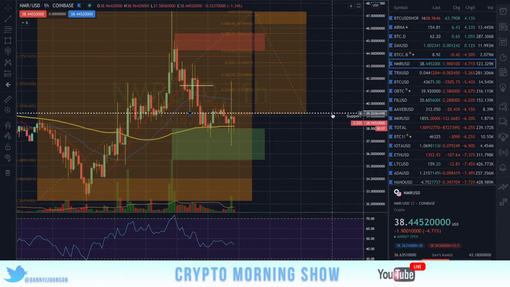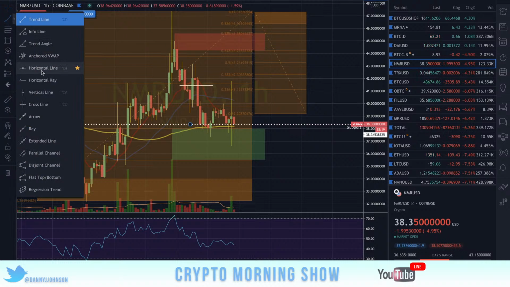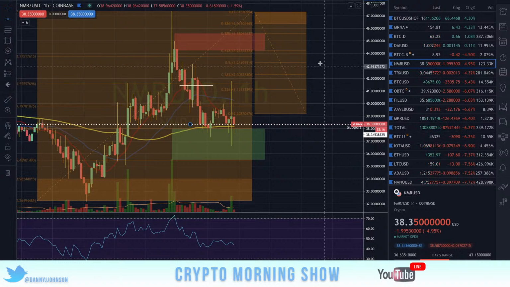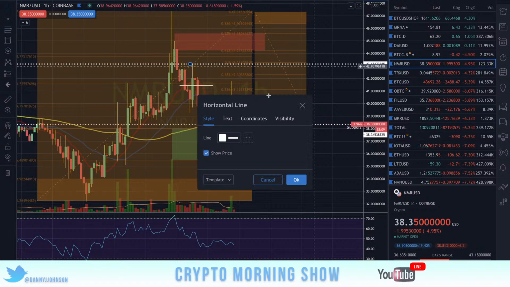So support right now is right on this 100-day moving average, and we've got quite a bit of support. We've overshot several times, but 38.36 support. And let's get another line in there, over here to our horizontal line tool. And if you're wondering, if you do have TradingView, why your lines don't look the same, you can go in here, double click on that line, go to style, and you can select, I like this dotted line.